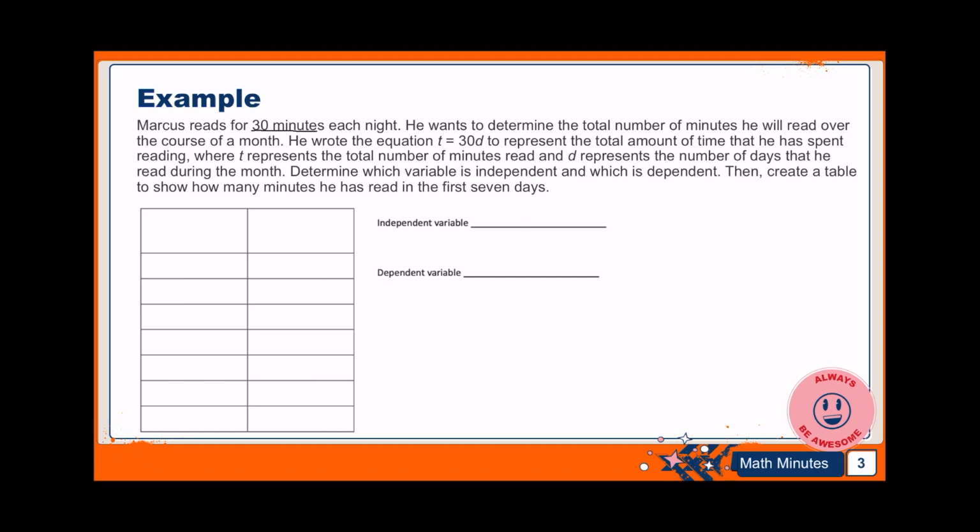And he wrote an equation, which we have here, which is T equals 30D, and that's to represent the total amount of time that he spends reading, where T represents the total number of minutes read. So T is how much time he spends reading, and D is the number of days that he reads during the month. Okay, so from that, we can identify which part of that is the cause and which part of that is the effect. So when I think about that, I know that my equation is T equals 30D.